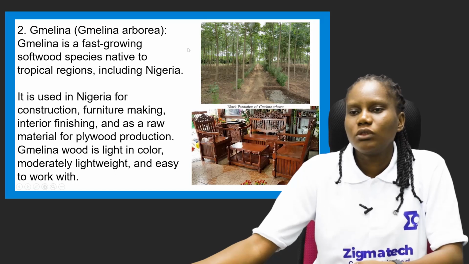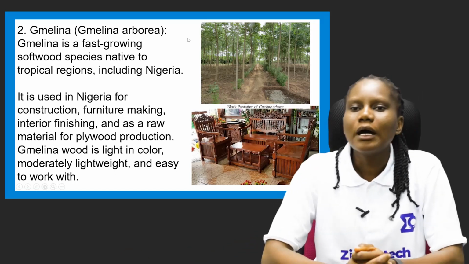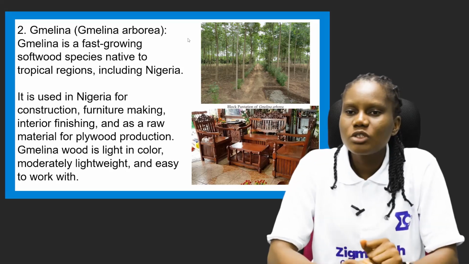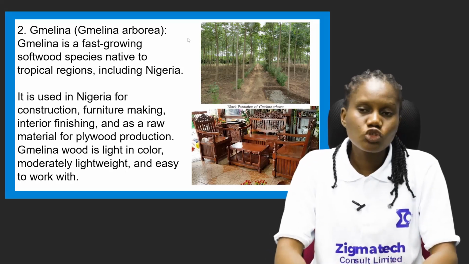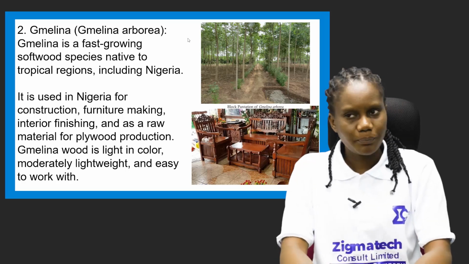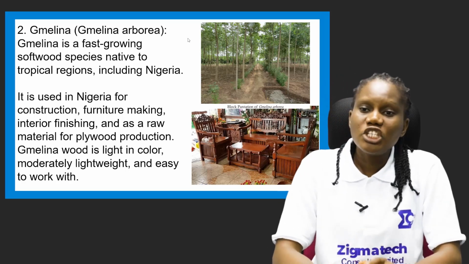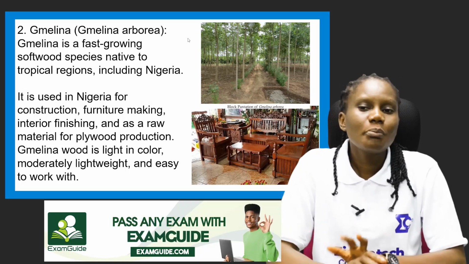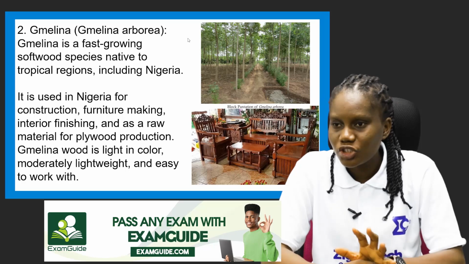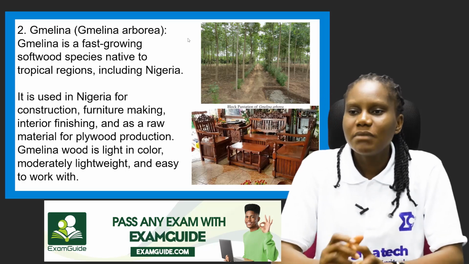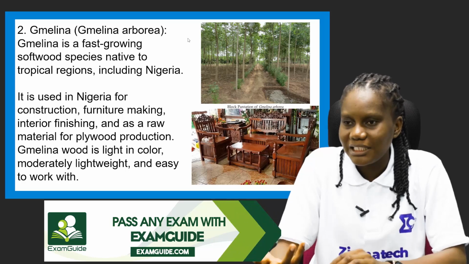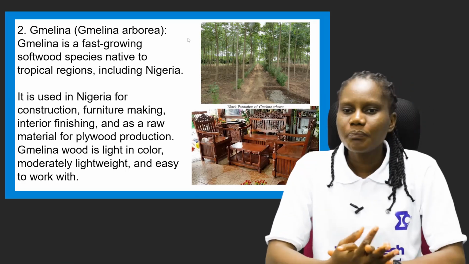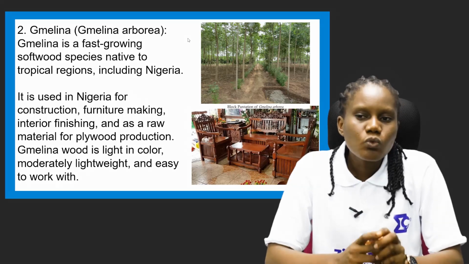Number two softwood we're looking at is the melina. Melina is a fast-growing softwood species native to tropical regions, including Nigeria. Mainly in Nigeria, it is used for construction and furniture making. You can see a furniture there. It is made mainly from melina. You can see that it's very nice, aesthetic, and attractive. So it is used for interior finishing and as raw material for plywood production.